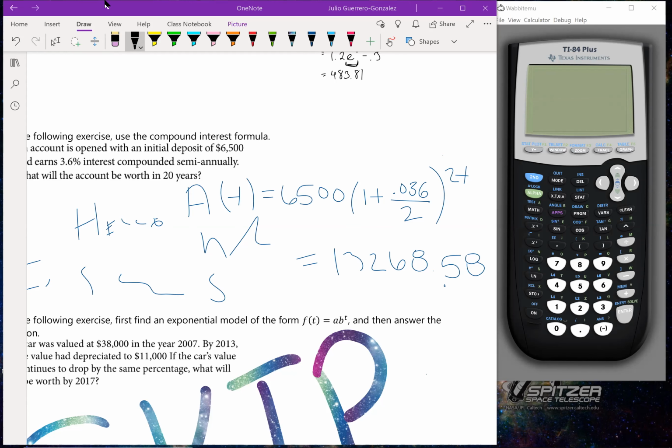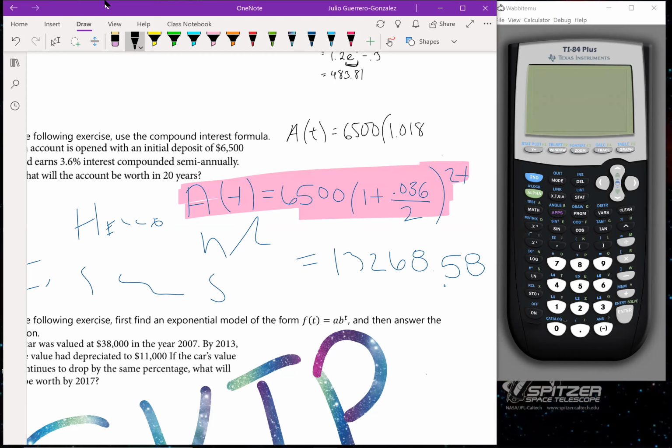Okay, so did you get this equation, the one that Joe wrote out? Yes. So then A of t, let me write it a little neater. 6500 times 1.018 to the 2t. Okay. So your question is, how do you plug in the 20? Do you put it into t? Right. So the 20 years, the t was the 20 years.